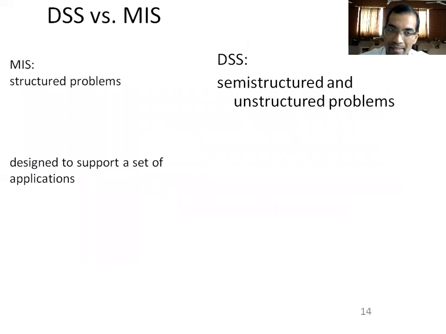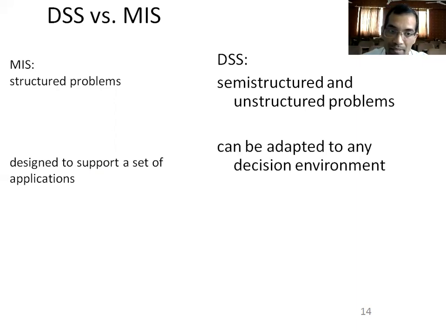MIS handles structured problems, like it gives you information in a structured way, like in a report. That will be useful for managers to understand the facts and figures in a much better way. Likewise, DSS handles semi-structured and unstructured problems, like it will give you information which will not be in a tabular format. Now, MIS is designed to support a set of applications. You may have many types of applications, and information will support all these applications as well.